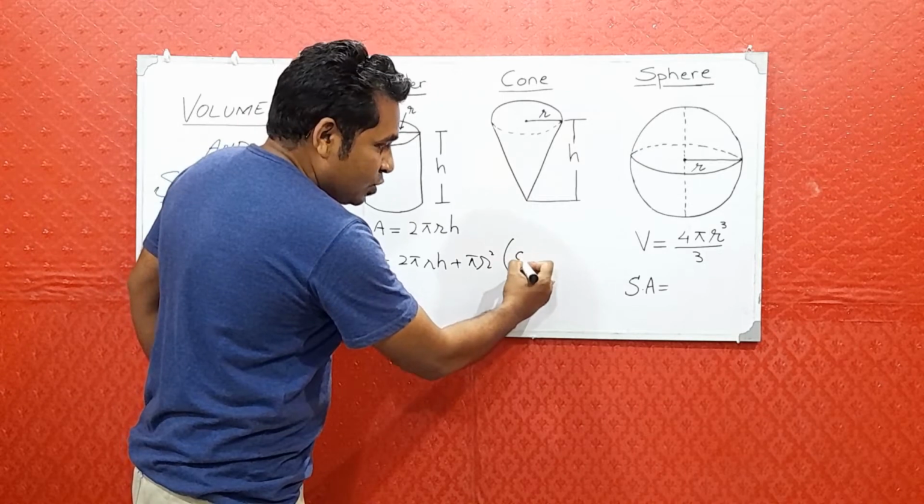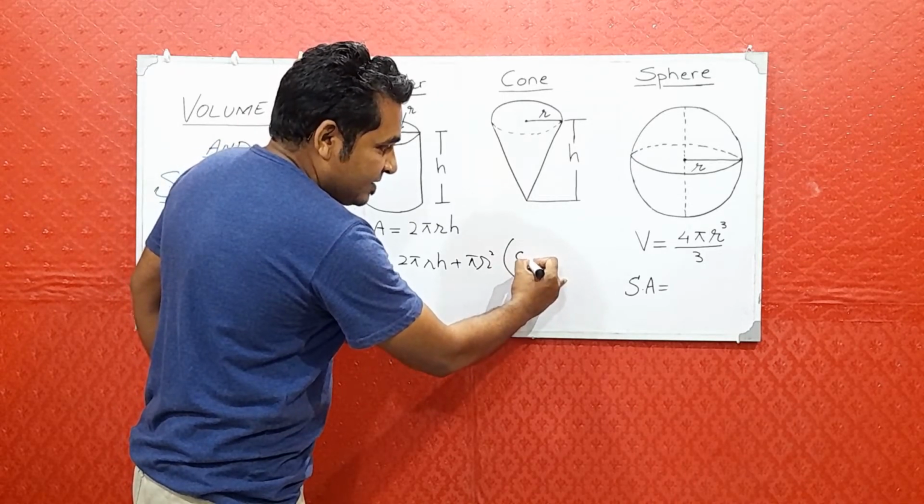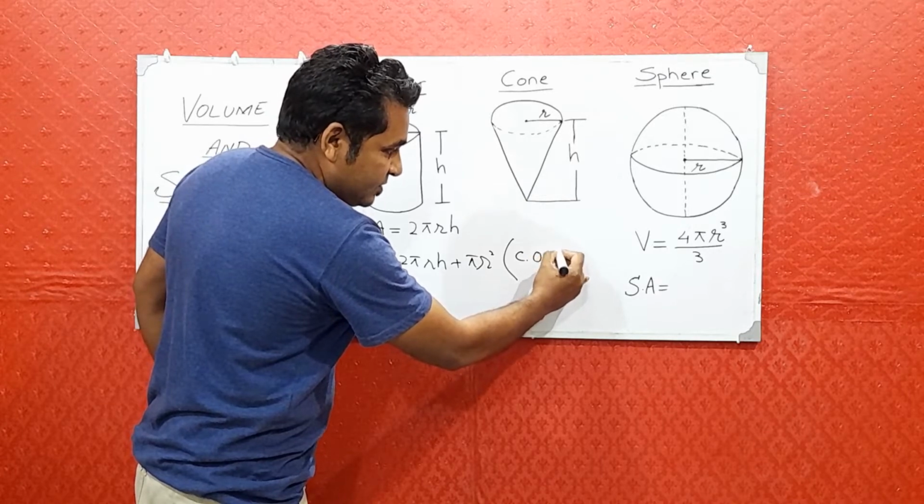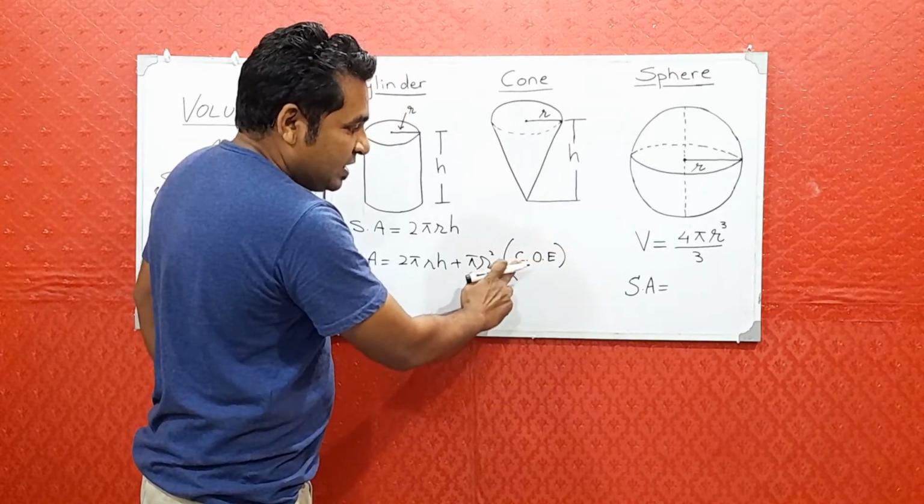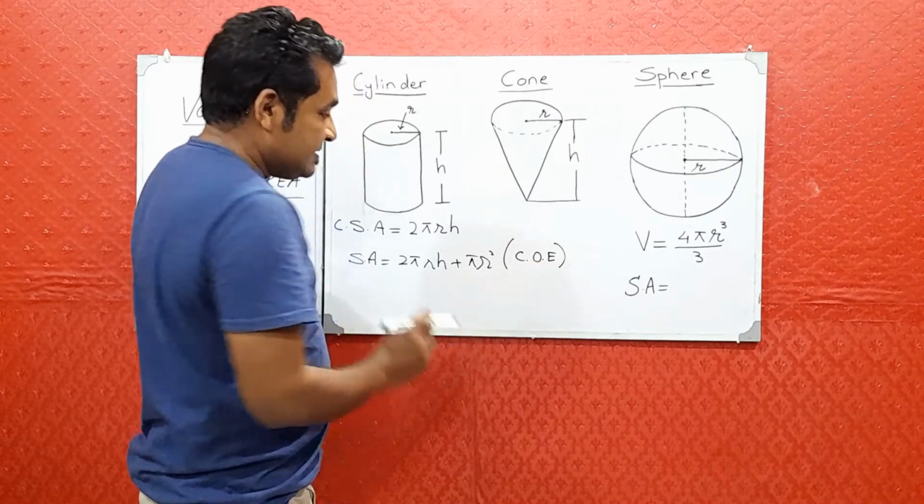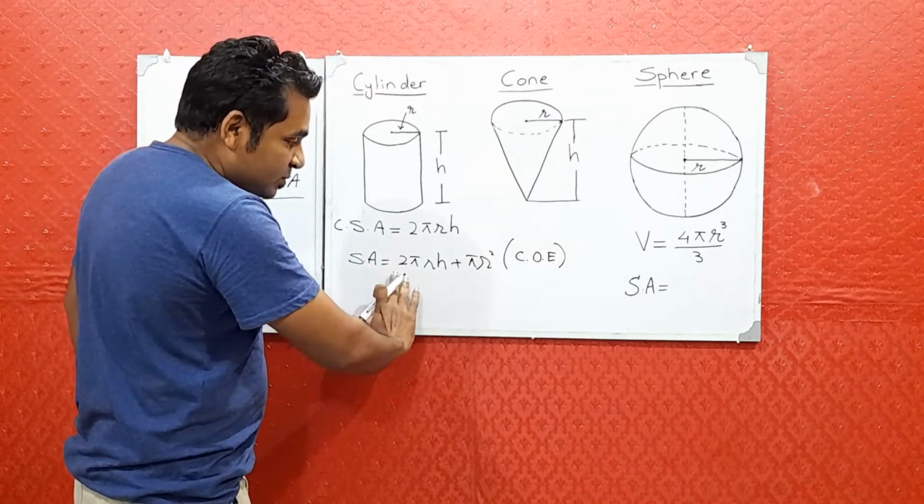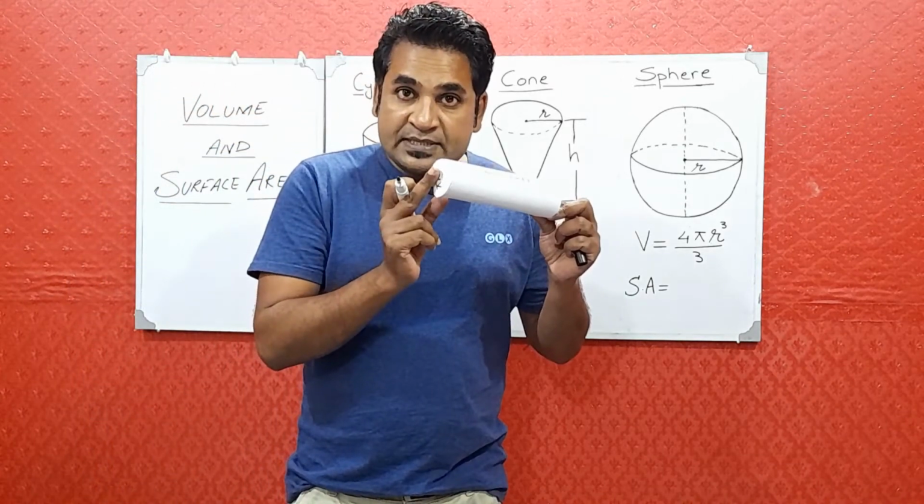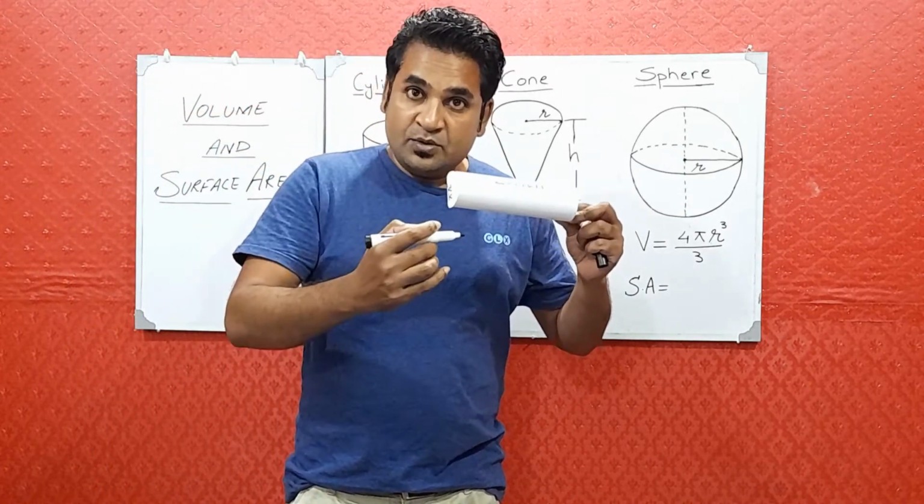Closed at one end. When the cylinder is closed at one end, you are supposed to use this formula because I have added this surface to its area.